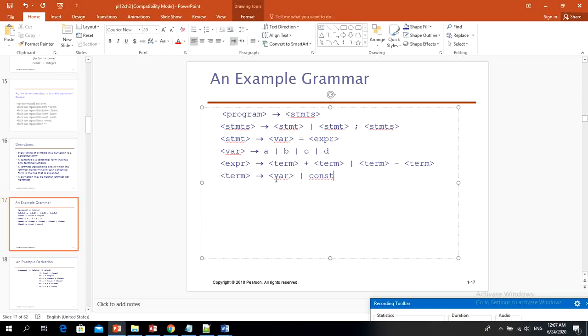So it could be a variable or constant. We know the difference between variable and constant. A variable is something that changes through program processing. A constant is a value that is actually a fixed value.